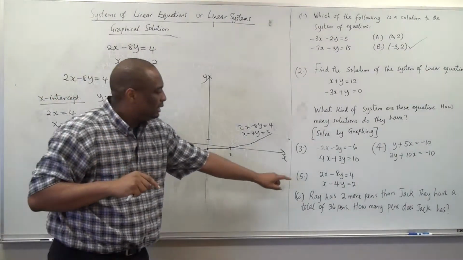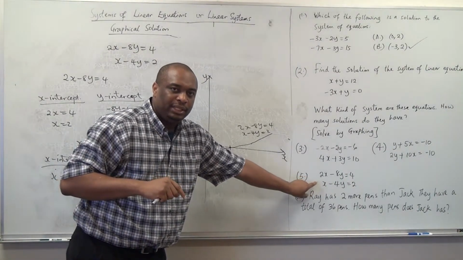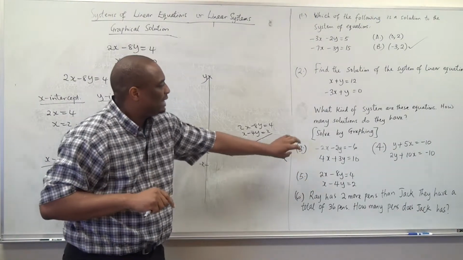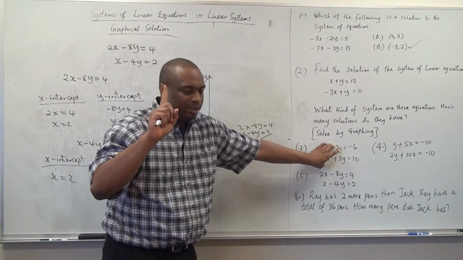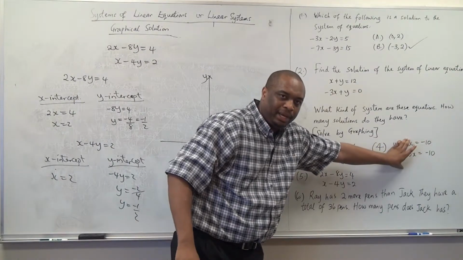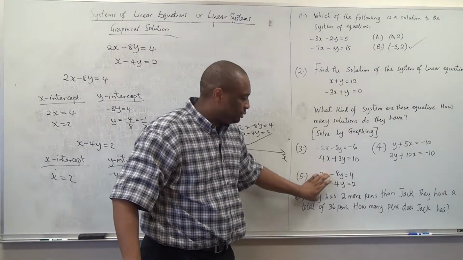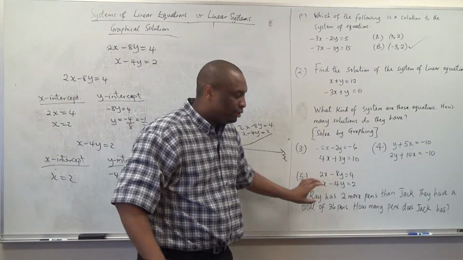So because of that, this is a dependent solution. It has infinitely many solutions. This is a consistent solution. It has one solution. This is an inconsistent solution. It is independent. It has no solution. This is a dependent solution. It has infinitely many solutions.